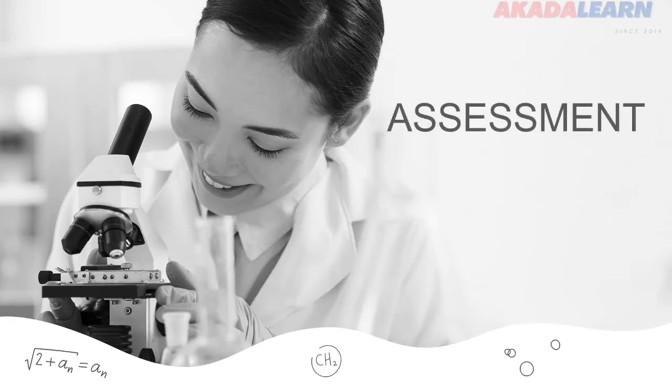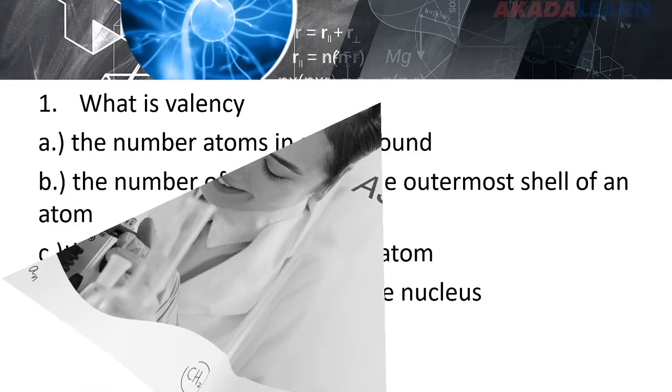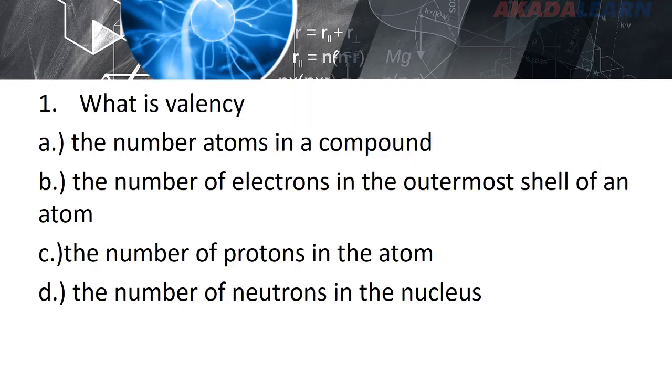And so, it's now time for us to take an assessment to see how far you have studied. Question number 1. What is valency? A. The number of atoms in a compound. B. The number of electrons in the outermost shell of an atom. C. The number of protons in the atom. D. The number of neutrons in the nucleus.